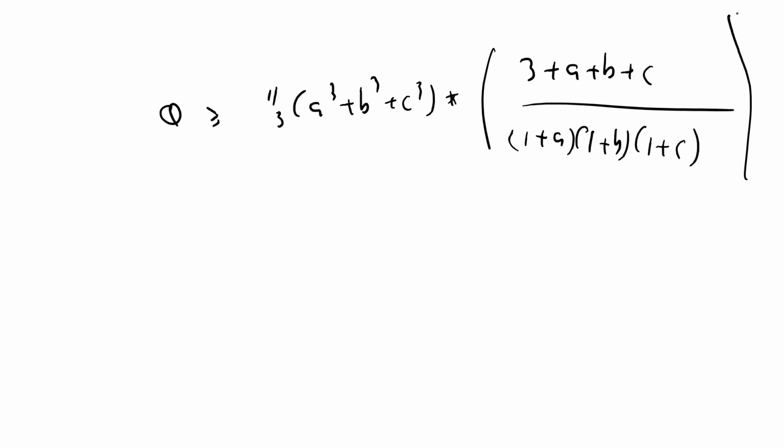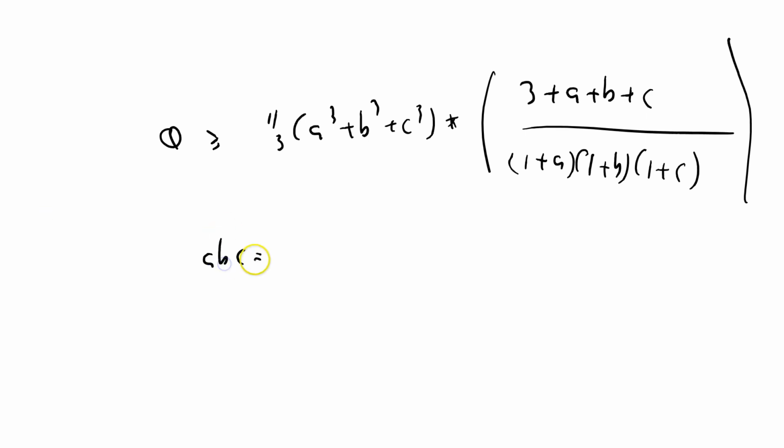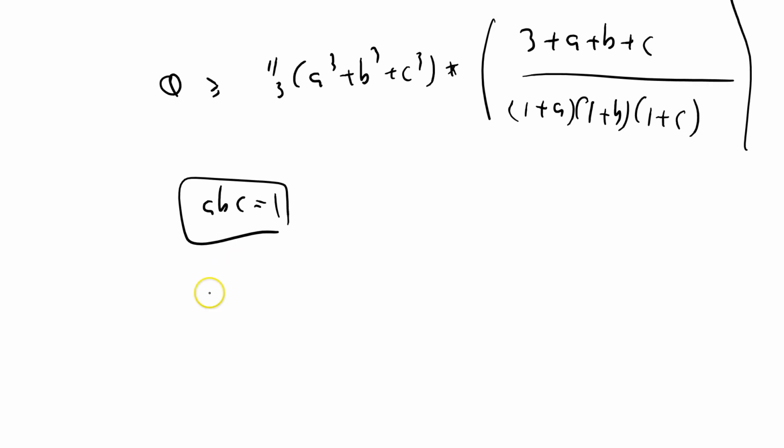But now we need to use the fact that abc equals 1, because we were given that right at the beginning. So let's have a think about that. Well, let's have a think about this term first: a third of a cubed plus b cubed plus c cubed. What I'm going to do is force that into being a cubic average.